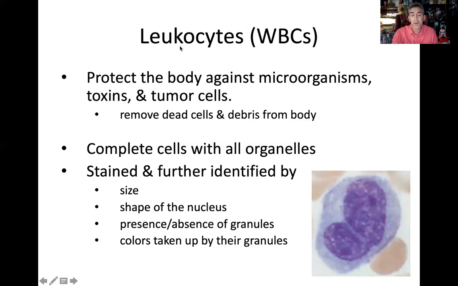Leukocytes are going to be much more diverse, much more complex than the erythrocytes. Leukocytes are going to have an immune role. They're going to protect the body against microorganisms, toxins, and tumor cells. They remove dead cells and debris from the body. They're going to be complete cells. This is a big contrast. Erythrocytes lost the nucleus. They lost the organelles as they matured into that complete erythrocyte. Leukocytes don't do that. Leukocytes retain all their organelles, their nucleus, their Golgis, their mitochondria. So they're functional cells that can live long term.